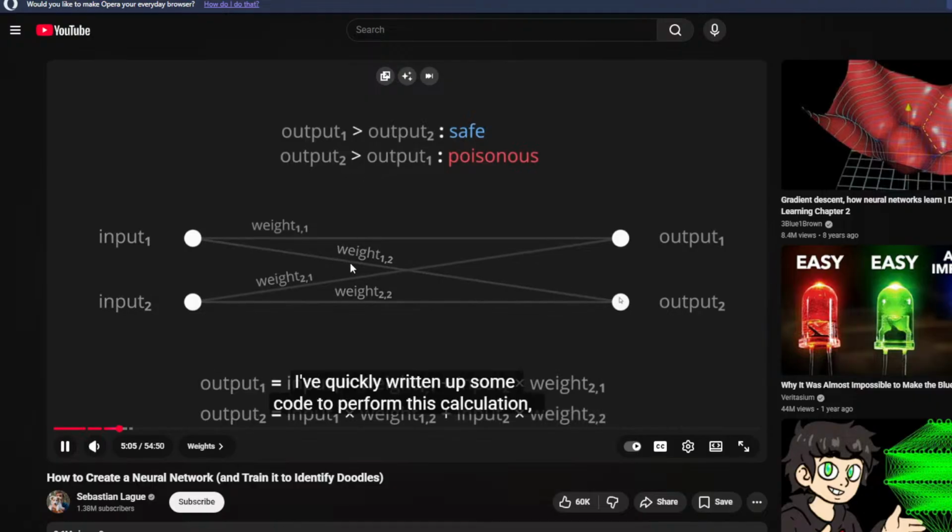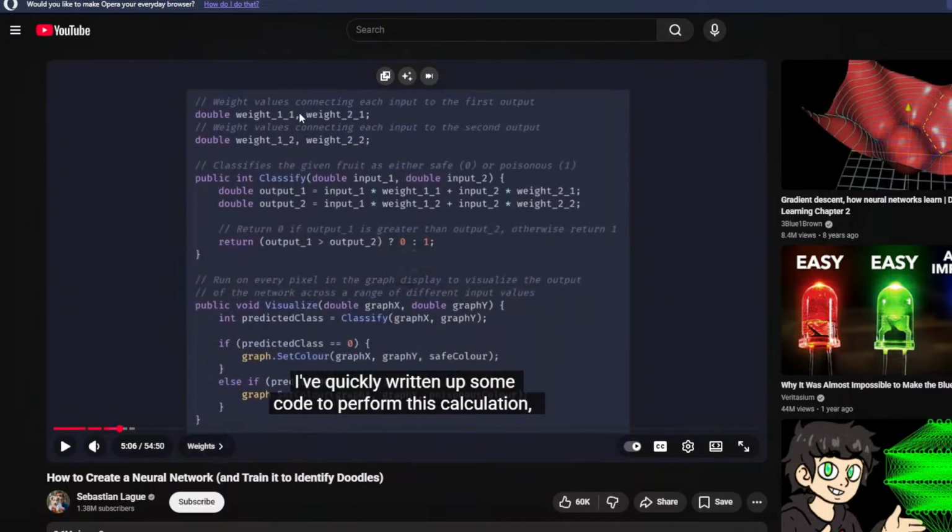Okay. I've quickly written up some code to perform this. Double weight 1 1, weight 2 1, double weight 1 2, double weight 2 2. So these are weight values connecting each input to the first output. So the input is going to be the tensor. No, this is going to be the spikes and spots from my understanding. So spikes for object one, spikes for object two, and then spots for object one, spots for object two. This calculation, which you can see in the classify function.